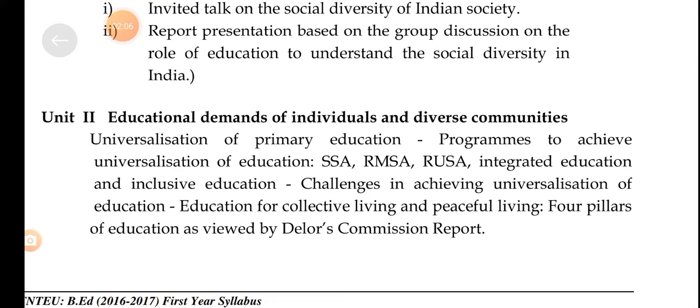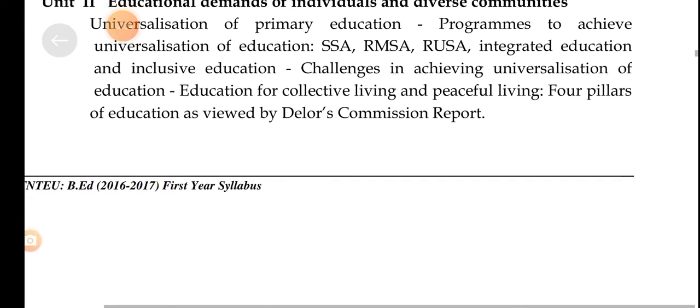Universalization of primary education. Programs to achieve universalization of education: SSA, RMSA, RUSA, integrated education and inclusive education. Challenges in achieving universalization of education, education for collective living and peaceful living, four pillars of education as viewed by the Delors Commission report.